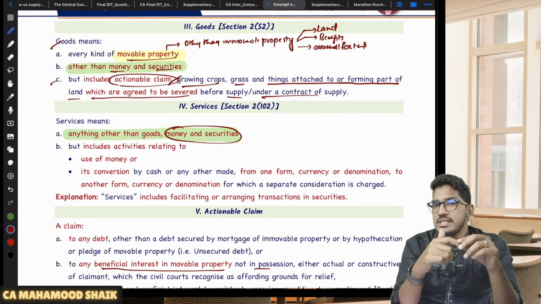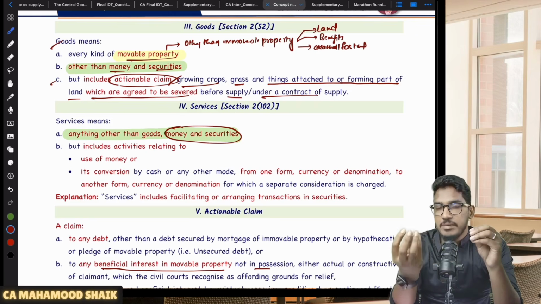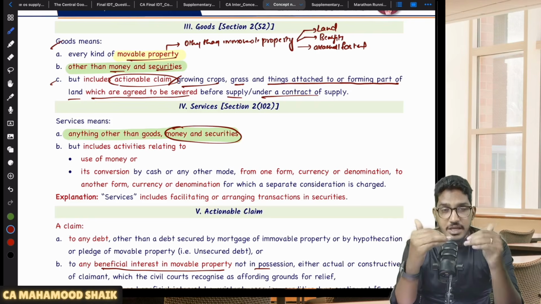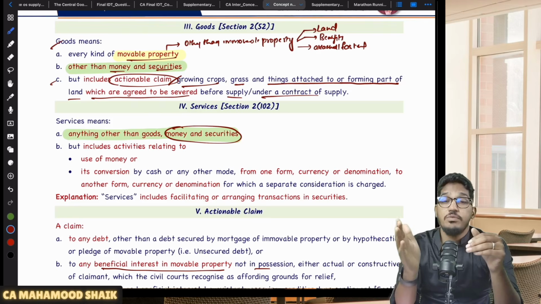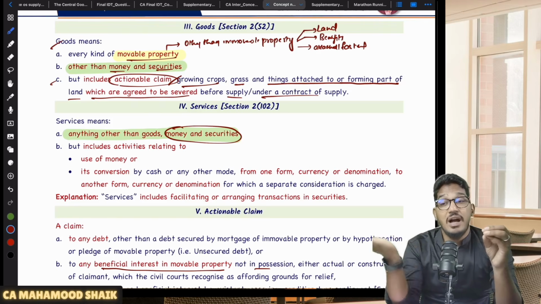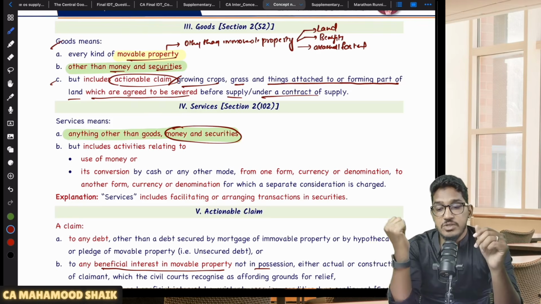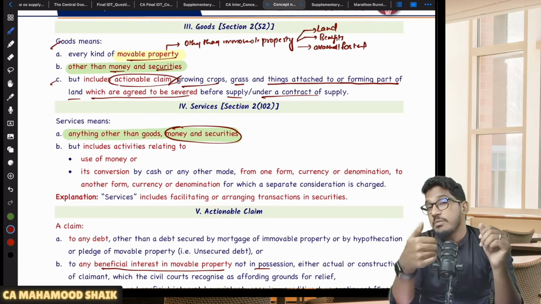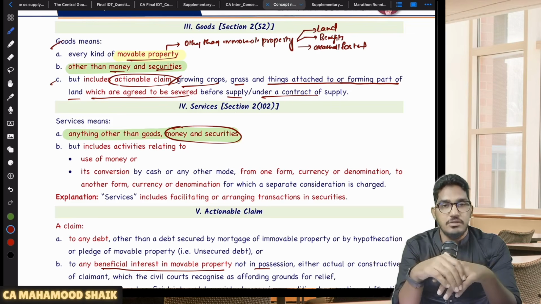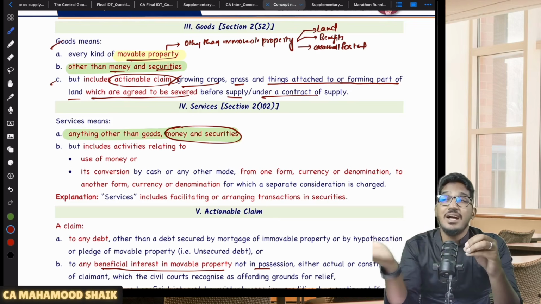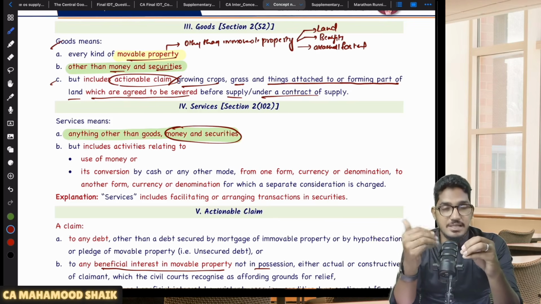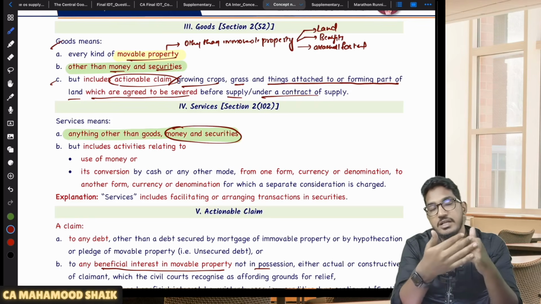Sir, just now you told that is an immobile property. Things which are permanently attached to or fastened to the earth, that is an immobile property. If it is an immobile property, it will not fall under the goods definition. But here what they are saying is even growing grass and crops will also be considered as goods if they are agreed to be severed. Severed means what? If they are agreed to be cut either before making supply or under a contract of supply, then we will treat them as goods.